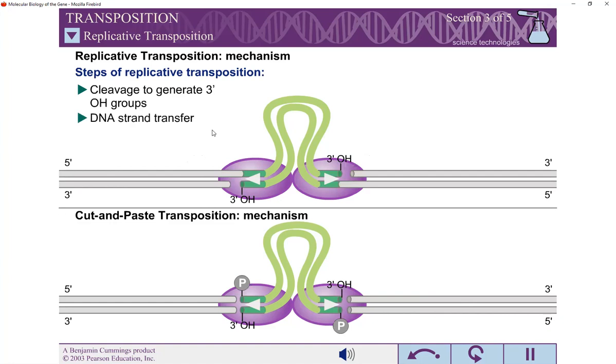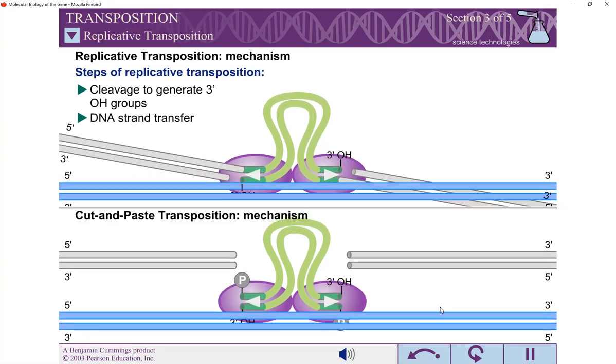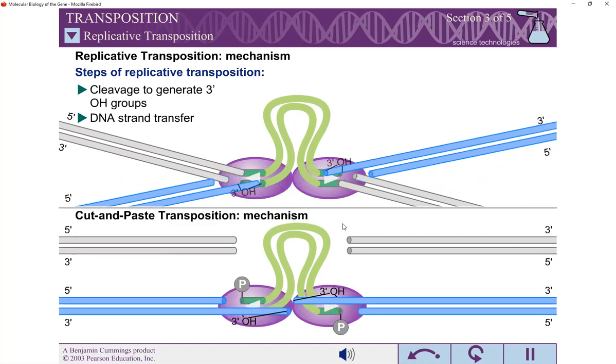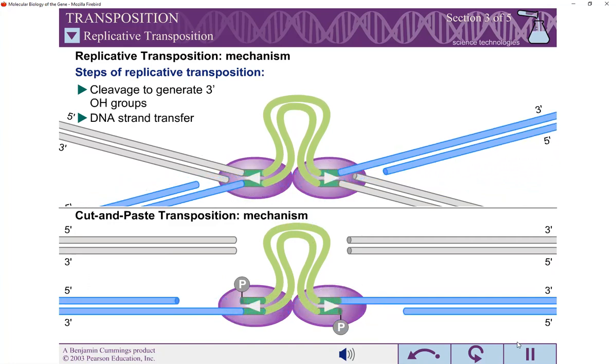As in cut and paste transposition, the 3' hydroxyls of the transposon DNA then attack the phosphodiester bonds at the target DNA. However, see this. This is the difference that is going to be produced. There was a target DNA molecule shown in blue color in both the mechanisms.